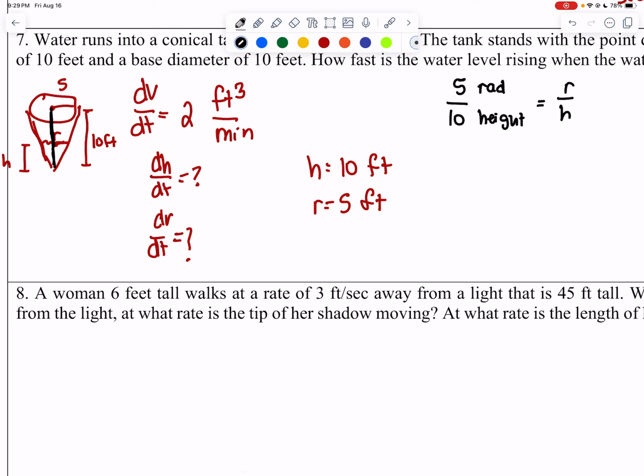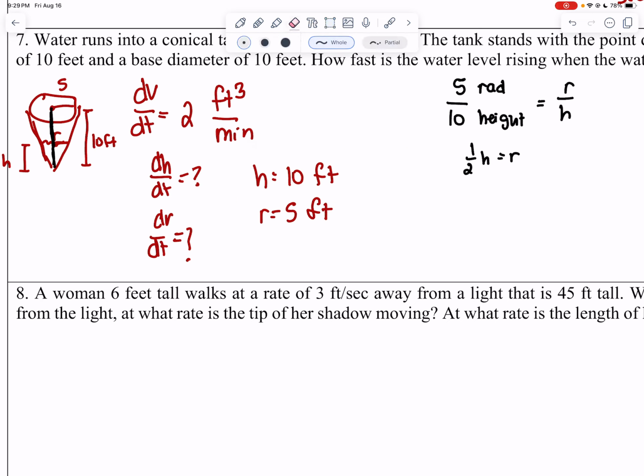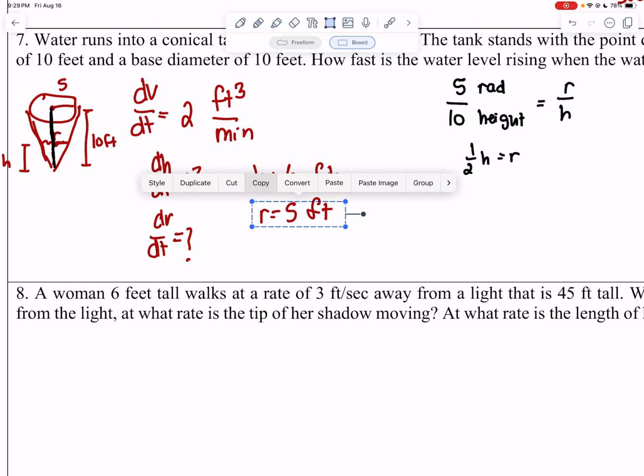Now remember that we don't know what dR/dt is, so I'm going to solve for R so that I could use substitution here. If I solve for R, I'm going to get 1/2 H is equal to R. I simplify down the 5 and the 10, so that's 1/2 H. It's equal to R. All right. So instead of 10, we want when this is 6. And 5, we don't need anymore.